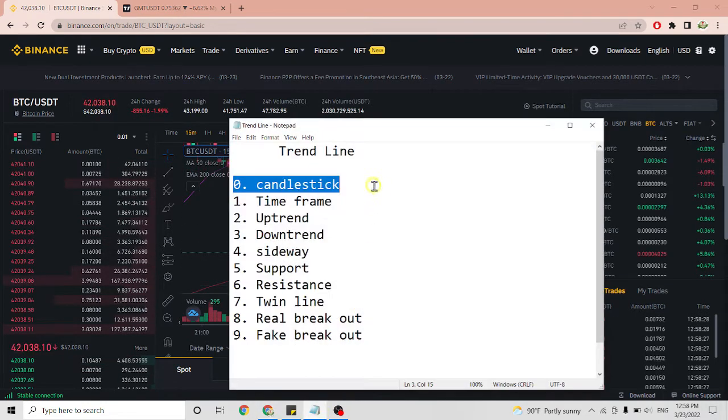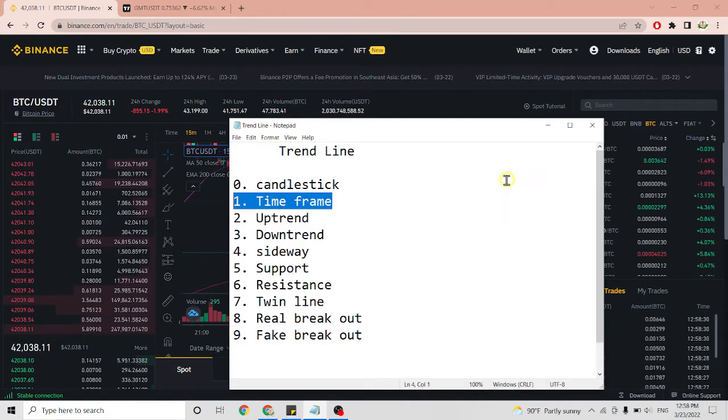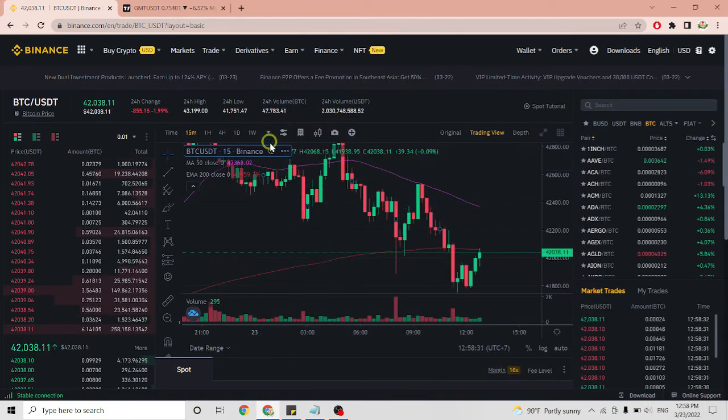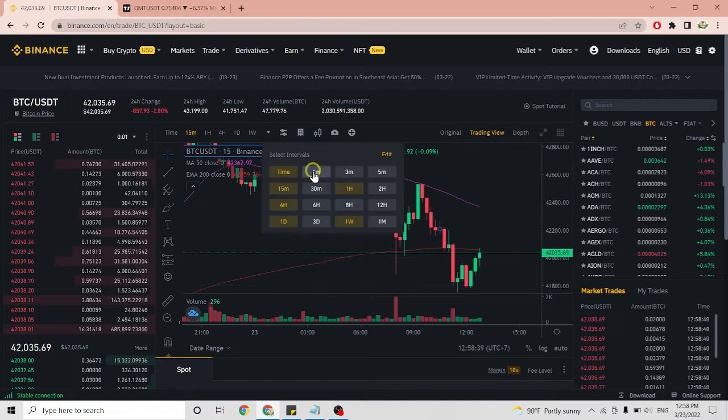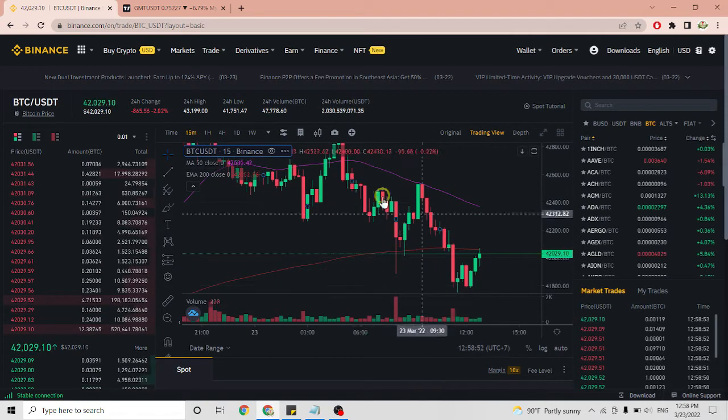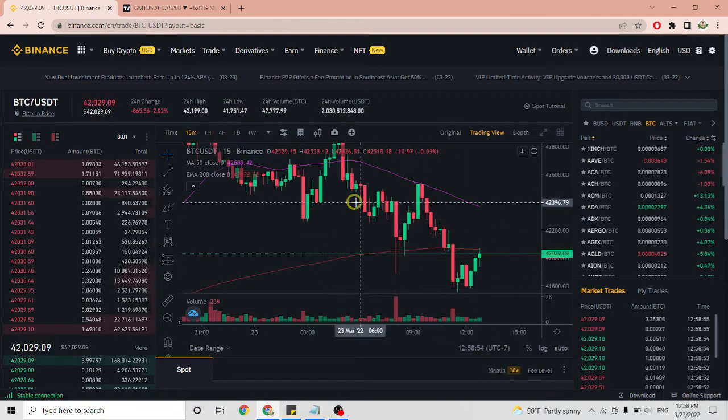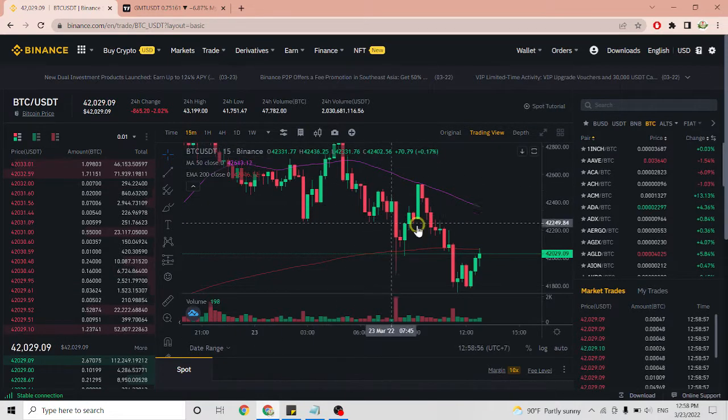Okay, and then time frame. What is time frame? Time frame you can come up here. We have here time frame. We have 15 minutes, 1 hour, 4 hour, 1 day, 1 week, and you have a lot here. Click here. We have 30 minutes more. We have 3 days, 6 hour, 12 hour, 2 hour. Okay, so this is the candlestick for time frame 15 minutes.